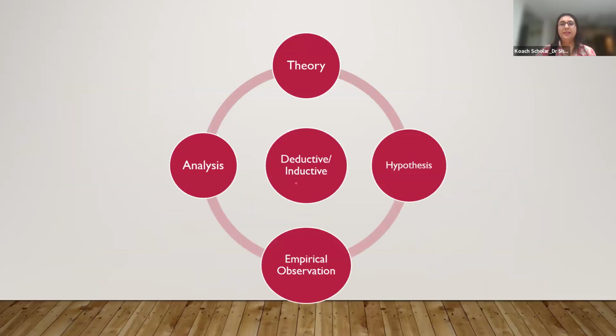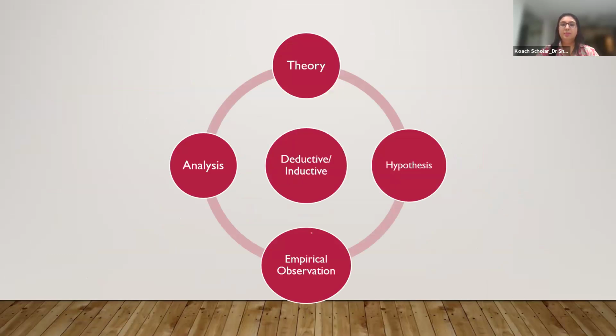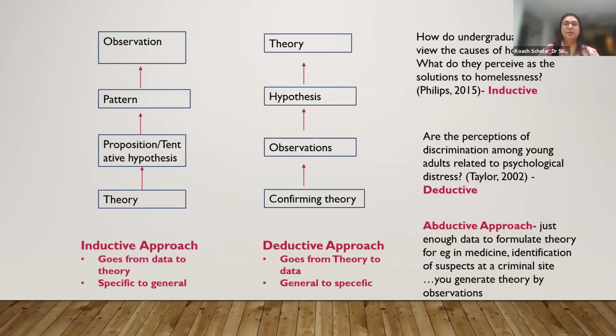So basically, deductive and inductive. Deductive starts with theory, hypothesis, empirical observation, and analysis. Inductive starts with observation, analysis, and theory. I hope I'm clear. Deductive will start from here, and inductive will start from here, with observations. The cycle remains the same. It starts from theory, and it will build a theory. This is what I've explained.